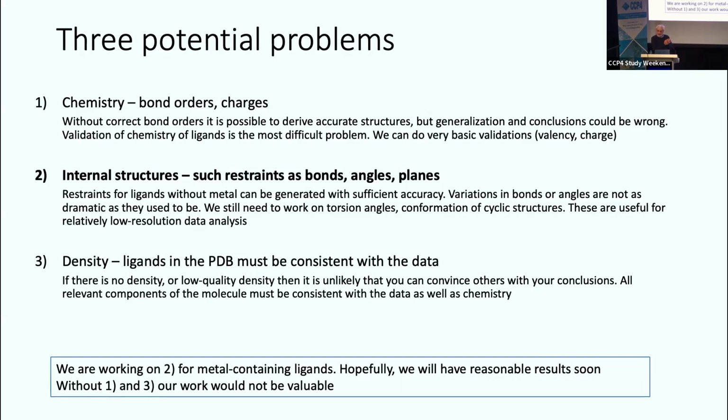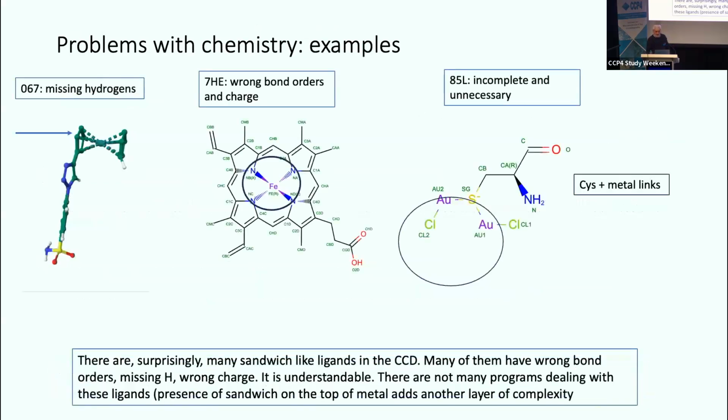And third, the density of ligands must be consistent with the data. If ligands are not in the density, it means that there's something wrong. Even if the ligand's chemistry is correct, it is very likely to be wrong, at least in this context, in this protein. Here are some examples of chemistry errors.